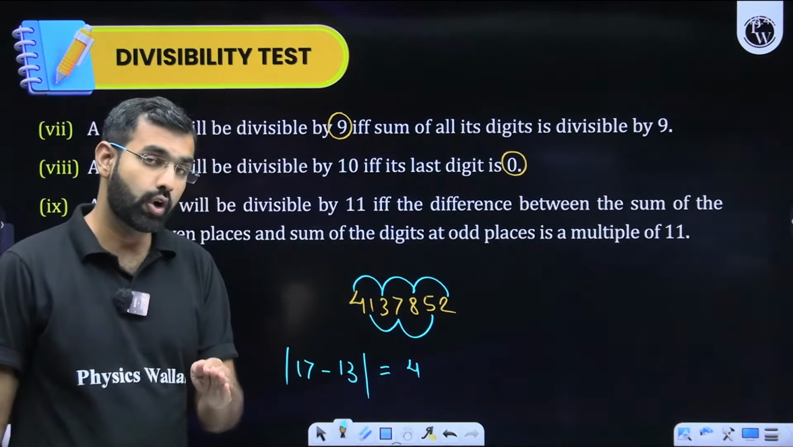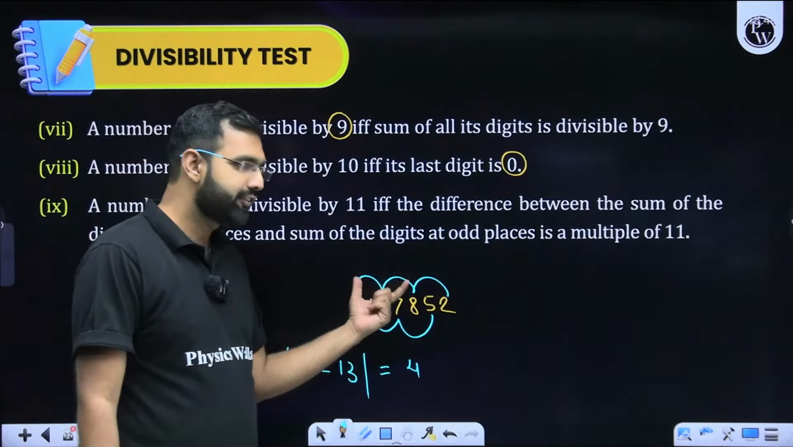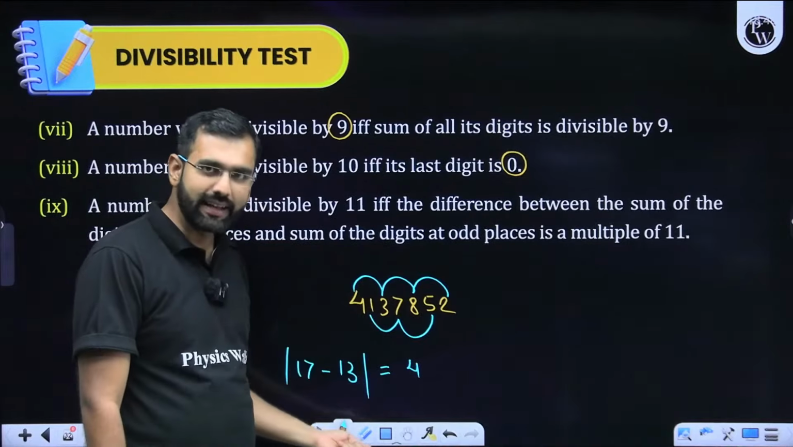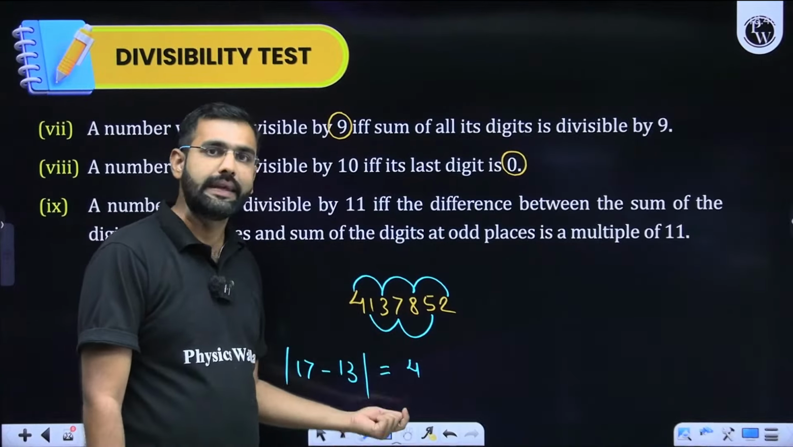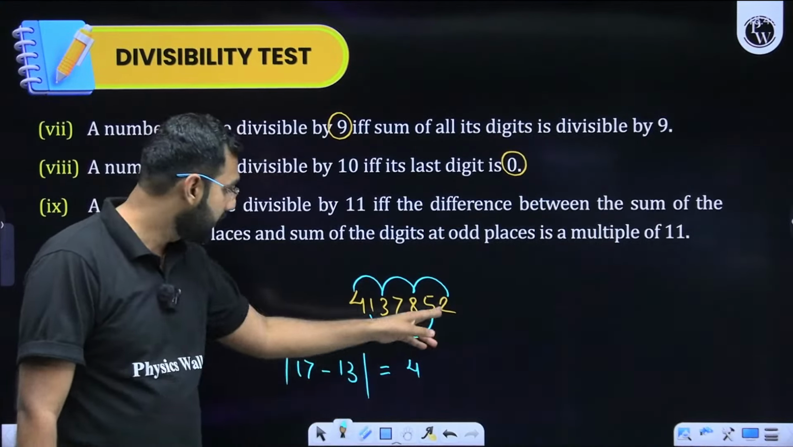Did you listen to that, or shall I repeat this part? What I'm saying is that the difference of the sums of alternate digits, when taken, if it is found to be either 0 or a multiple of 11, then the number is said to be a multiple of 11. Everybody with me on this? Are you all listening and understanding this? Can I move ahead from here, all the participants?